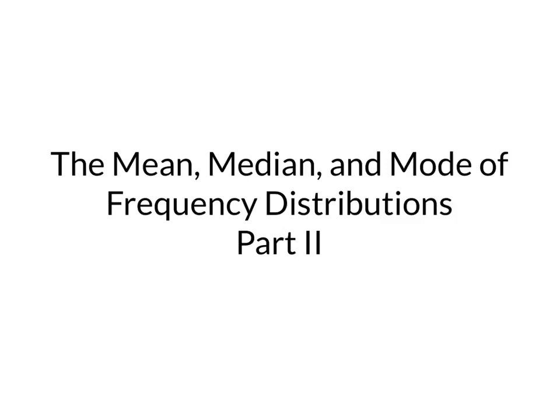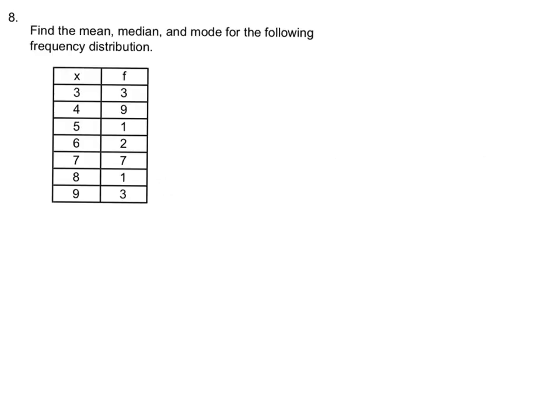The mean, median, and mode of frequency distributions, Part 2. Find the mean, median, and mode for the following frequency distribution. Here we have a frequency table, and first we're going to find the mean. To find the mean of a frequency table, we're going to use the formula x bar equals the sum of x times f divided by the sum of f.